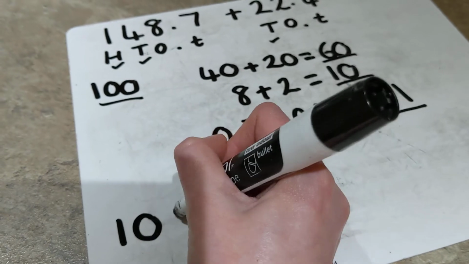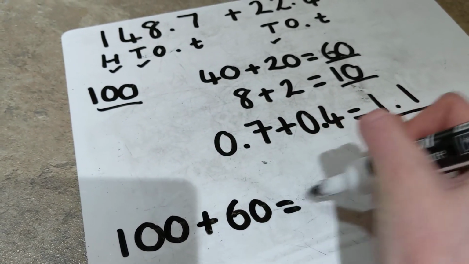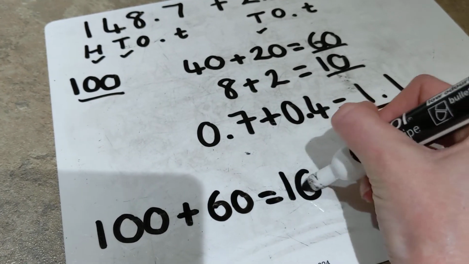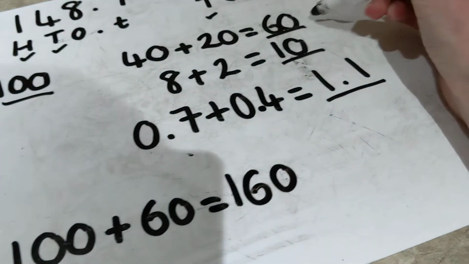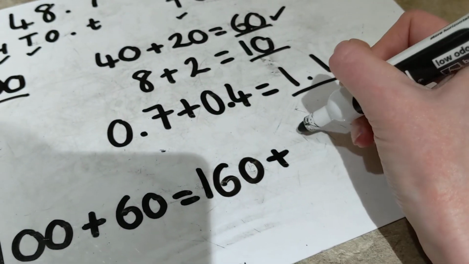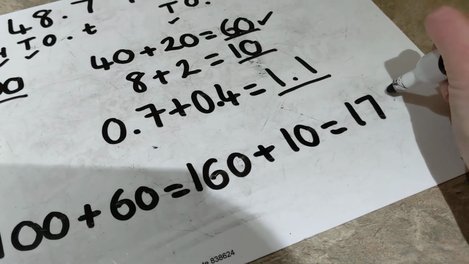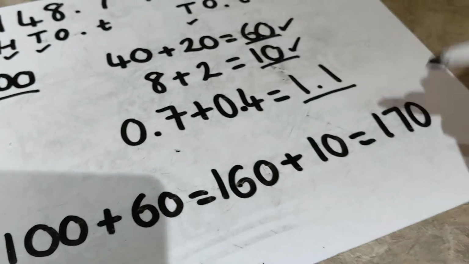So if I do 100, add 60, that'll give me 160. Okay, so added that on. If I then add on my 10, that will get me 170. And then 170, add my 1.1, let's just write that out down here.